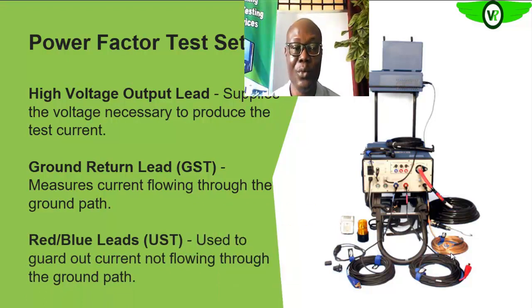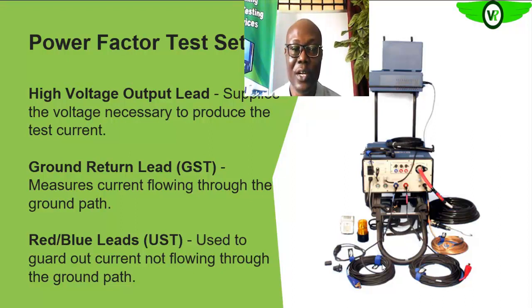red or the blue lead, which is used to direct the flow of the current, either into the ammeter of the instrument or out of the ammeter of the instrument. It depends on the test mode that you actually want to adopt, as we'll see later.